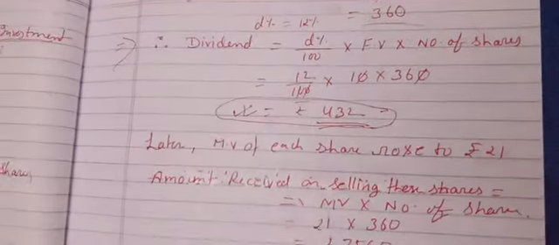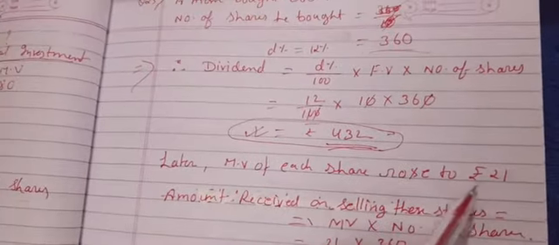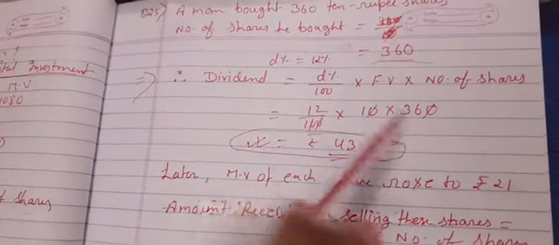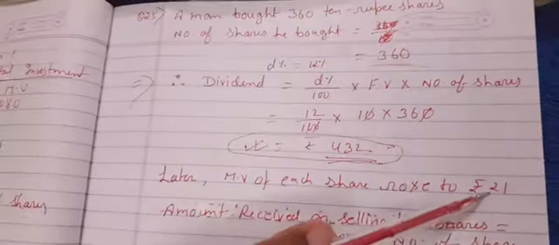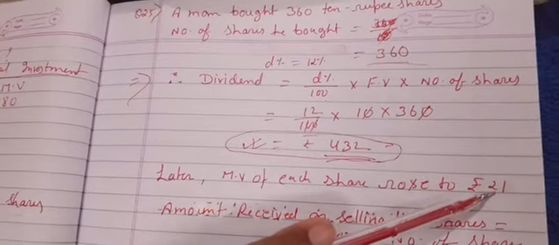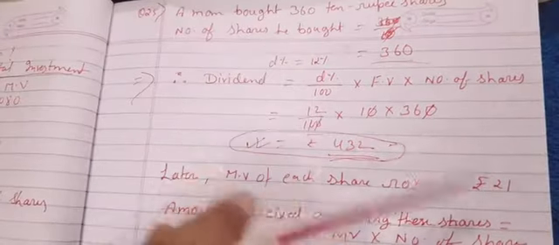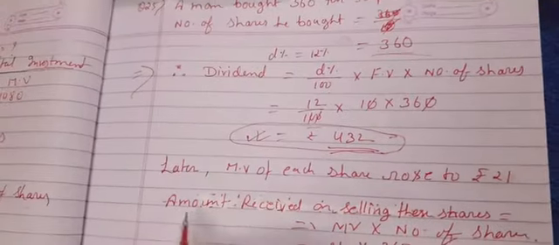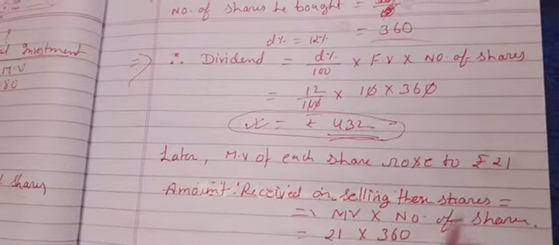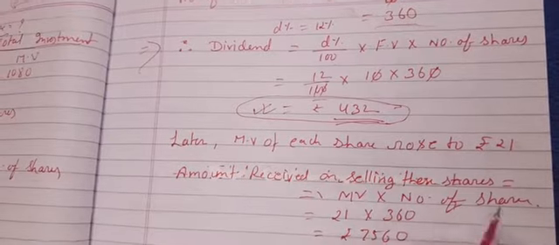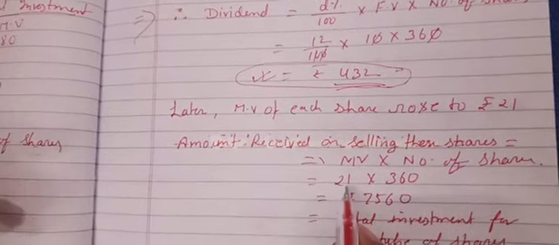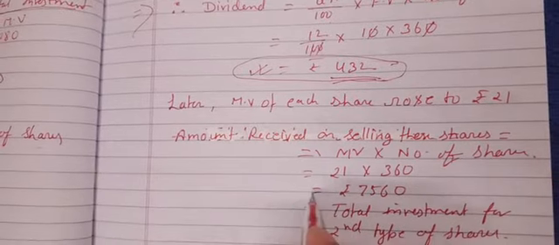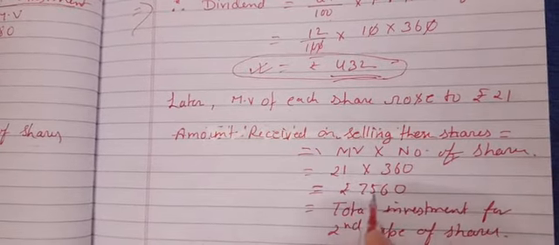Then he sold these shares when market value was 21. What was the amount he received after selling all these 360 shares at the cost of 21? We will multiply rate into number of shares. So I did the same thing. Amount received on selling these shares is equal to market value into number of shares. Because the cost had risen, 21 into 360 means he sold these shares for rupees 7560.